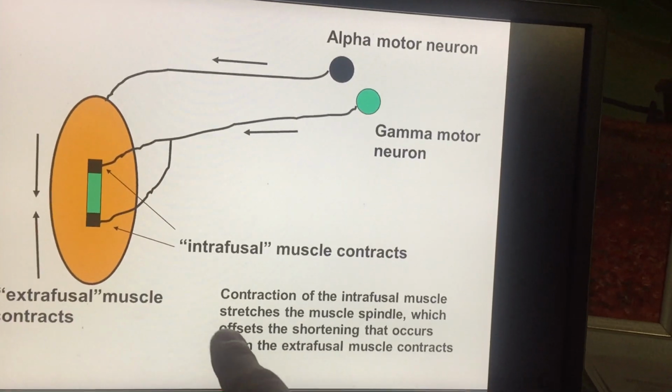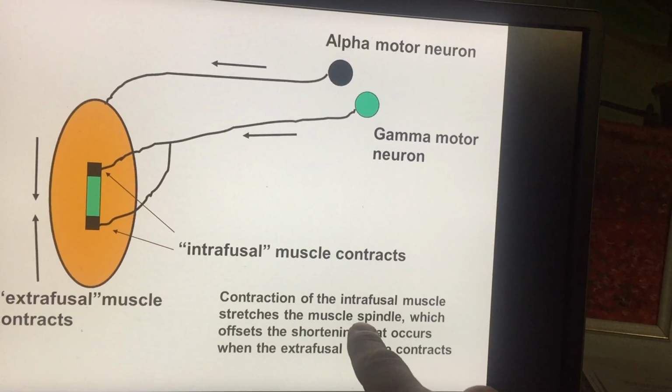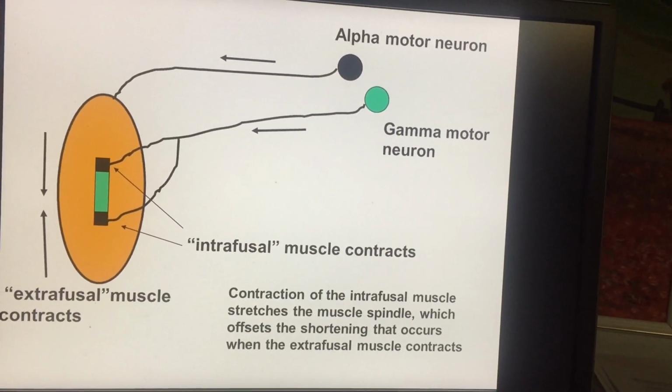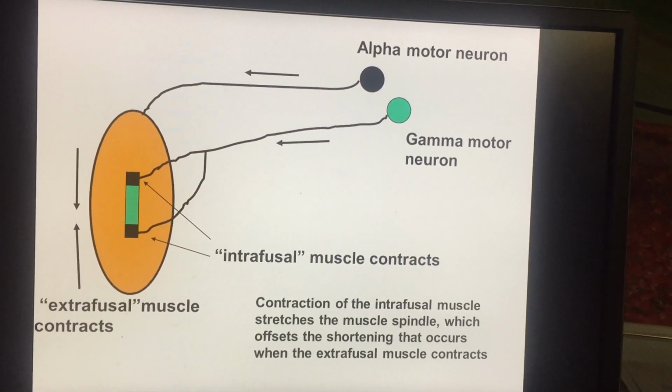So I've tried to summarize it down there. Contraction of the intrafusal muscle stretches the muscle spindle, which offsets the shortening that occurs when the extrafusal muscle contracts.